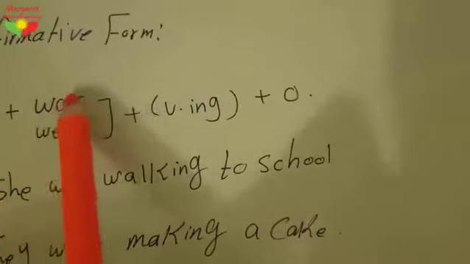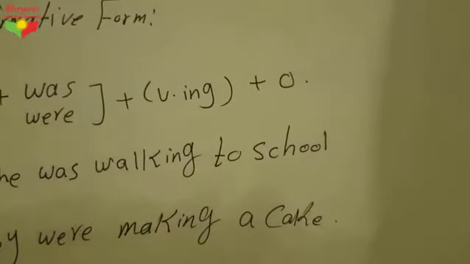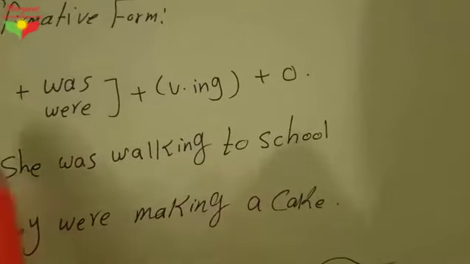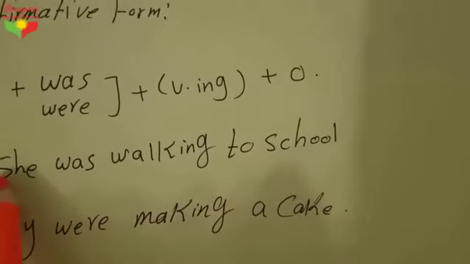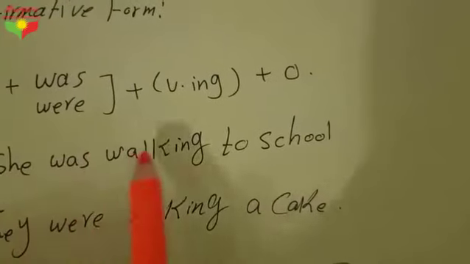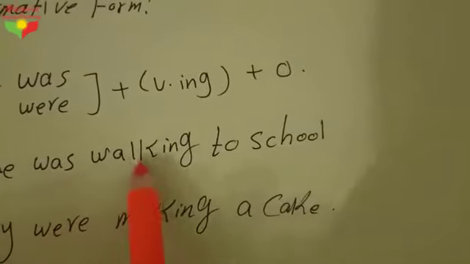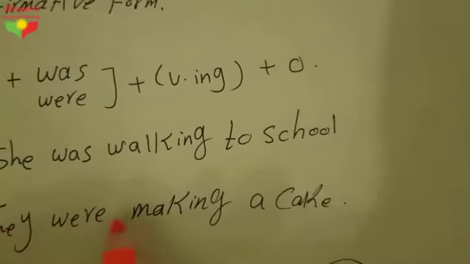So subject plus was or were plus verb ing plus object. Here I wrote these two examples. The first example: she was walking to school. She is the subject. I put this verb to be because we have this pronoun she, so it will be she was. Walk is the main verb plus ing, okay? So it will be she was walking to school, where to school is the object. The second one: they were making a cake.